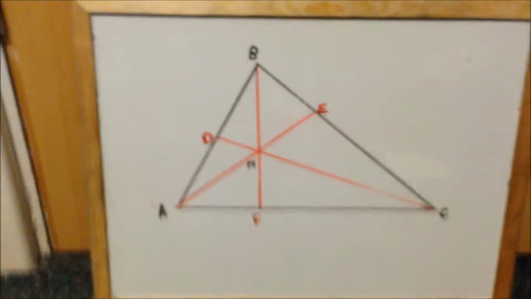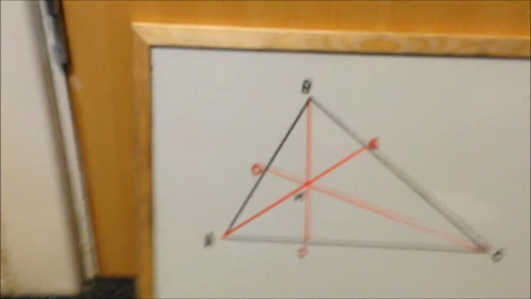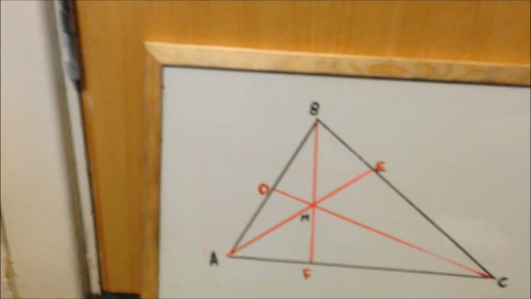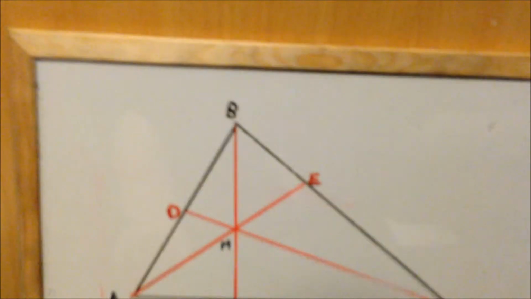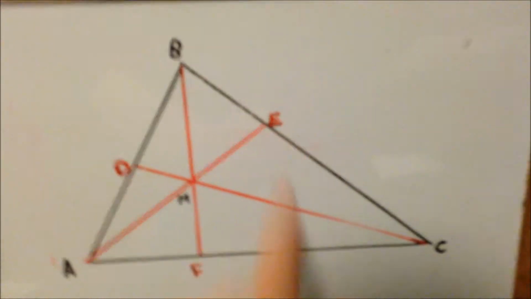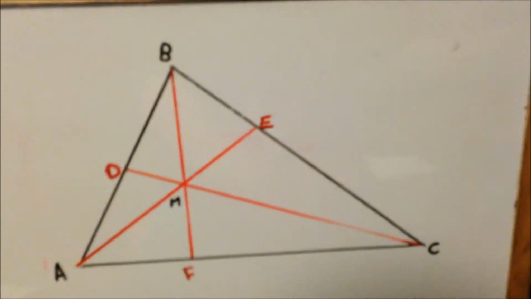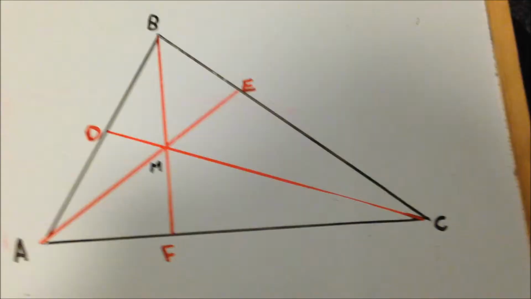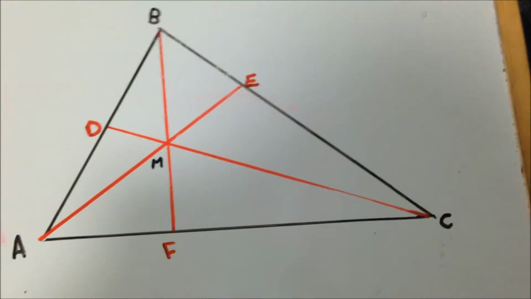Given the triangle ABC that you can see in the video, I need to prove that BF, this line, AE, this line, and CD are concurrent. Now, let's consider how we could split the triangle.